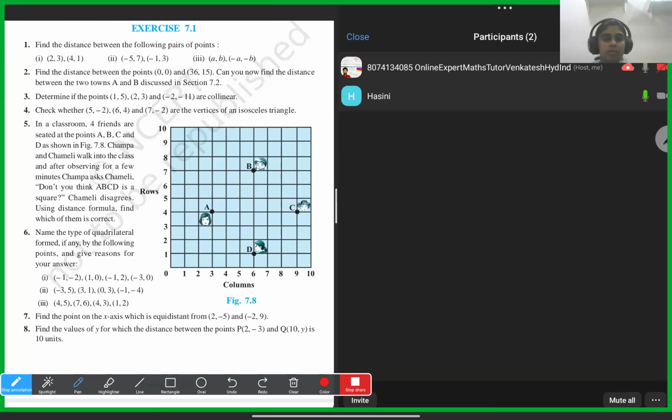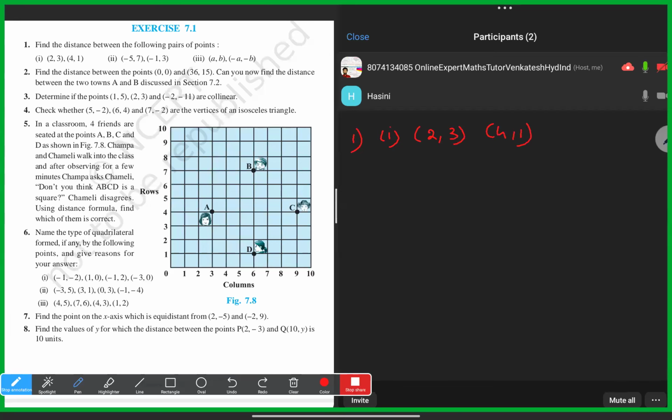Find the distance between the following pairs of points. First one: (2, 3) and (4, 1). Second one: minus 5. I'll do the first, second and third because they have negative values. The first one is direct; we can try it as homework. Since you're doing the distance formula for the first time, I'll finish all three.